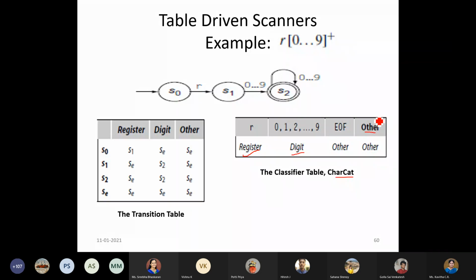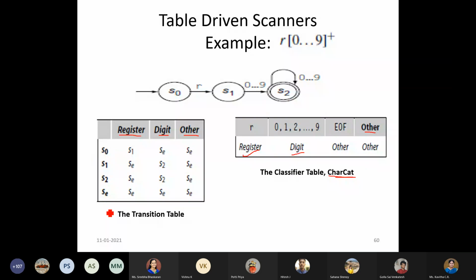What is the second table? Based on these contents, we will be generating our transition table. Okay. If you see the transition table, it is named as register, digits or others. So where will it come from? It is based on the character category table, the contents of this. So now based on the table, that is based on your DFA, we can generate the transition table.